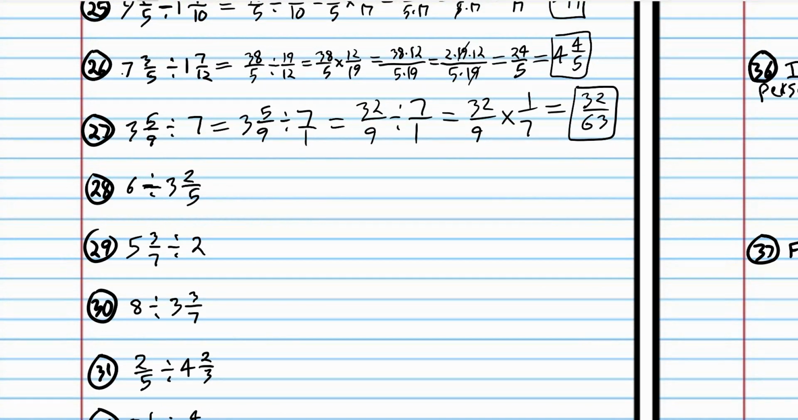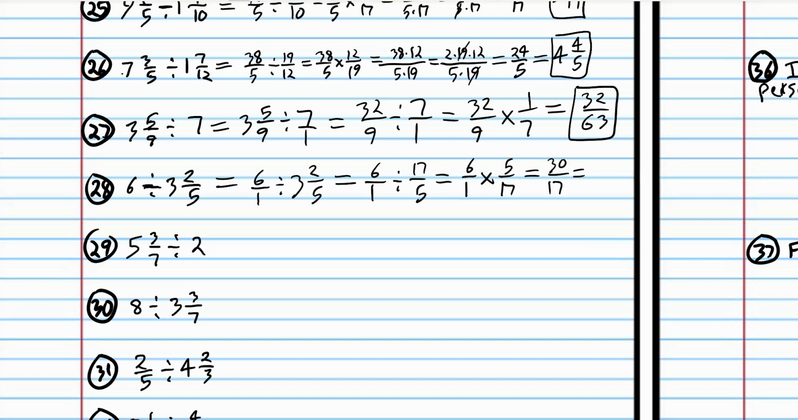So let's try 28. This is the same type of problem, except now the dividend is a whole number, but it doesn't change the algorithm. So we now write 6 as 6 over 1. Then we take the mixed number, and as usual, we have to change it to a fraction. Then we use the division of fractions algorithm. And then we multiply straight across as usual to get 30. 6 times 5 is 30. 1 times 17 is 17.